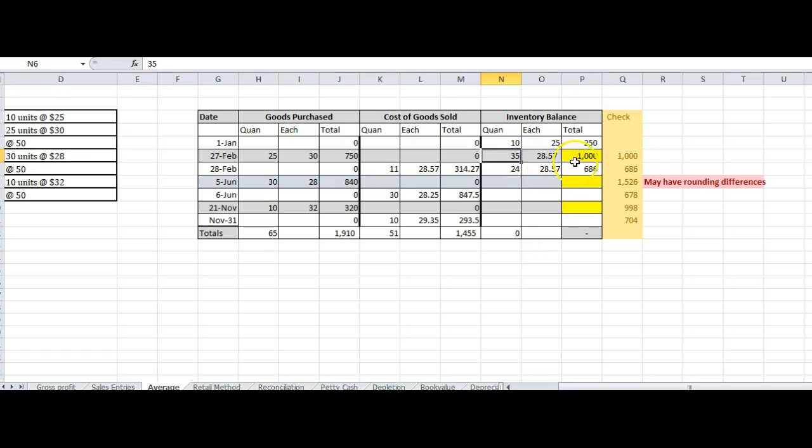So if I divide 35 into 1,000, I come up with $28.57 as the inventory balance. Now, I'm going to sell 11 of them at $28.57, and this is my cost of goods going out. I'm going to subtract the 11 from the 35 and come up with 24, multiply that by 28.57 and come up with 687. And you just continue doing that on down the line, and you should come up with 704 in inventory when you're done.